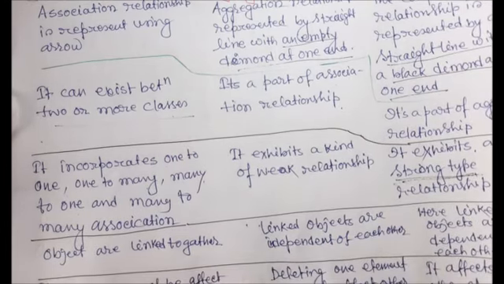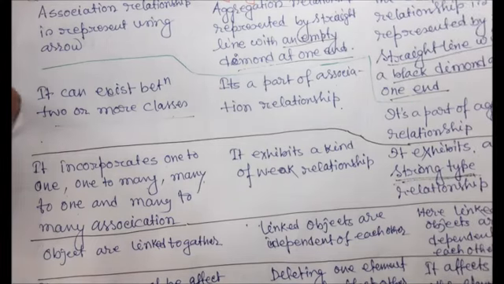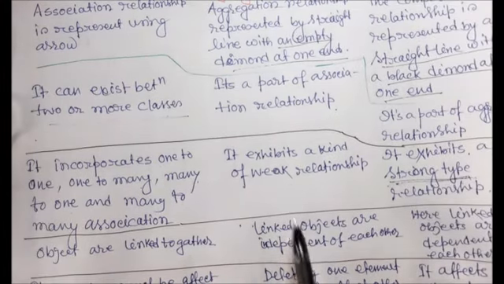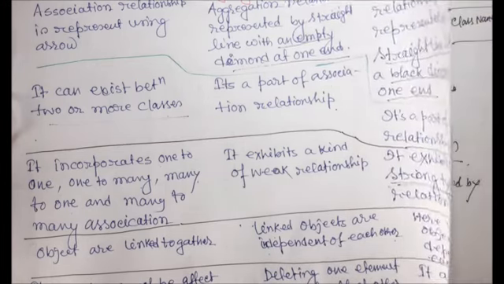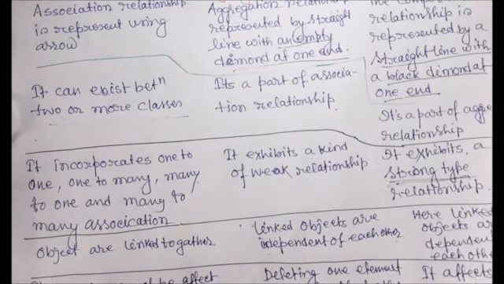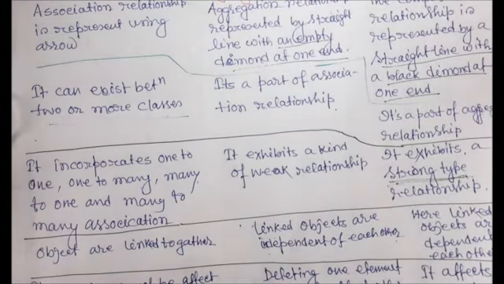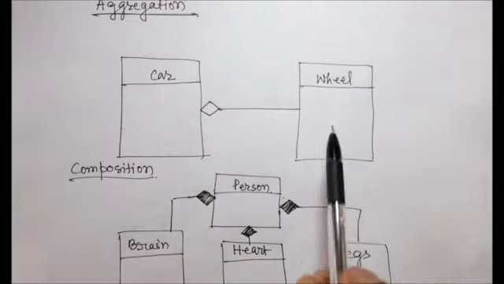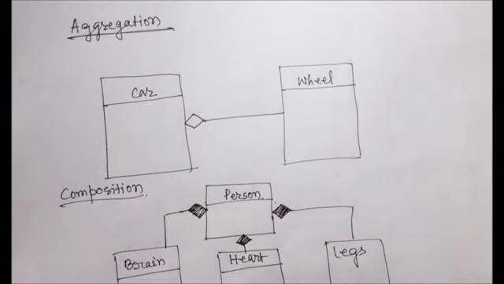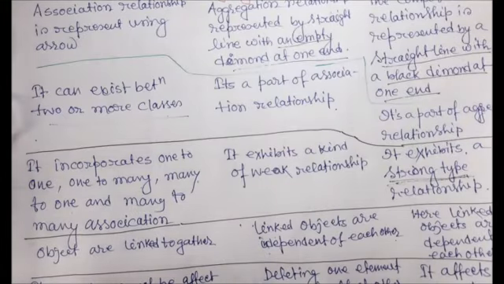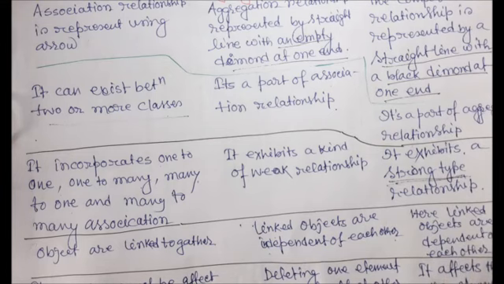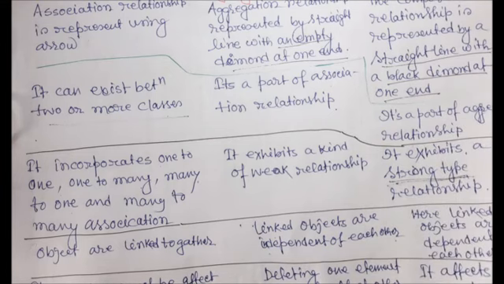Objects are linked together. In case of association, we have told you about the link and association when two objects are linked together, and in case of aggregation, the linked objects are independent of each other. Look at the example. I have already discussed many examples, such as the aggregation of wheel and car. Both are independent, right. But in case of composition, if I want to destroy this person, then the brain class, heart class, leg class will be destroyed. So here the linked objects are dependent on each other.